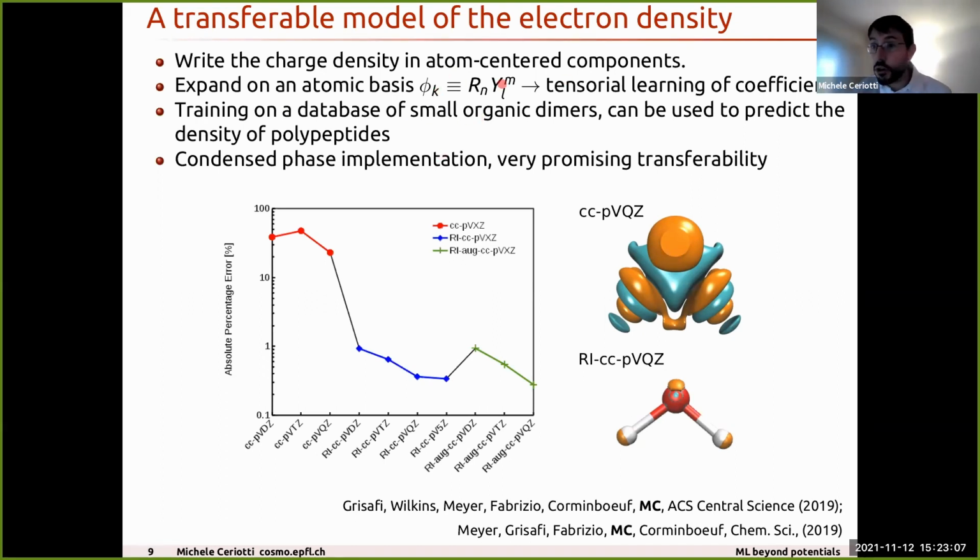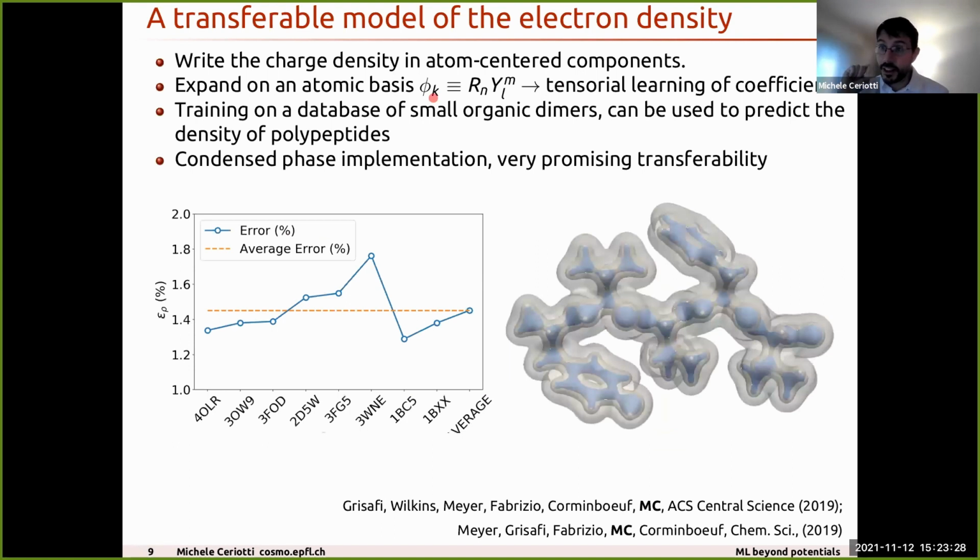Now these coefficients, since we are using an atom-centered basis, transform like the spherical harmonics of the basis. So we need a machine learning model that is covariant as spherical harmonics up to whatever order we choose to truncate the basis. And if you do this, you obtain models that are very transferable.